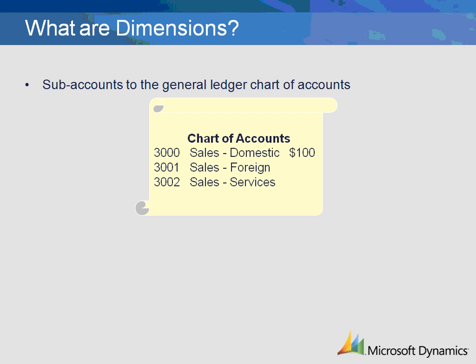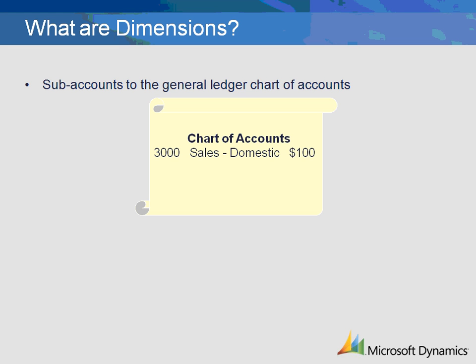They allow an account to be broken down into additional detail for reporting and analysis. Let's take Account 3000 as an example. Account 3000 has a balance of $100. This balance can be analyzed by dimension.